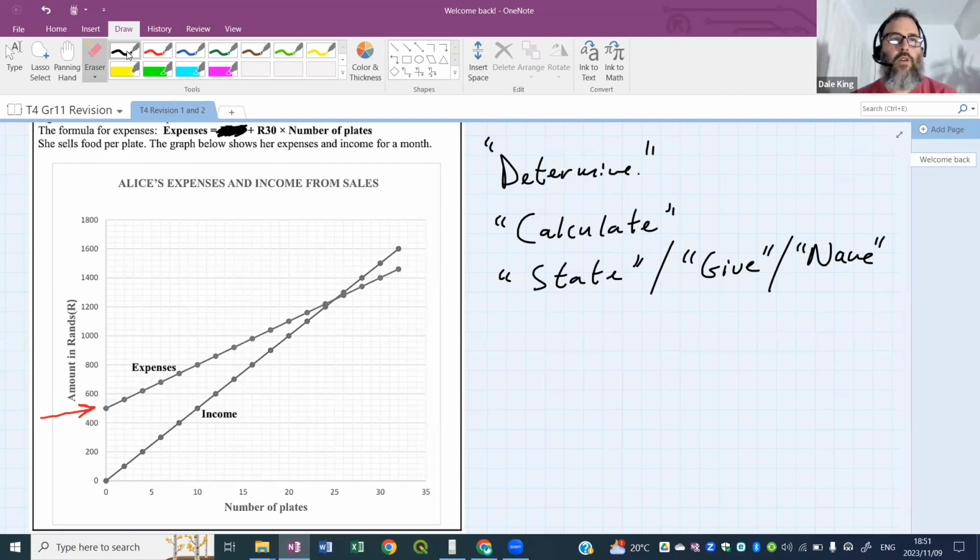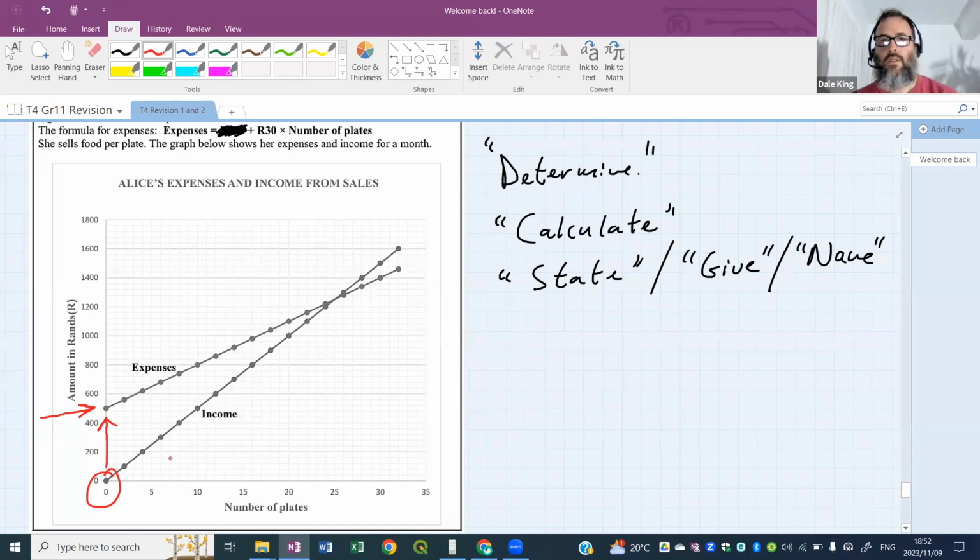expense. Why? Because the fixed expense will be shown when you're not making any plates of food. If you don't make any plates of food and don't get income or have costs for plates of food, the only other cost you have is the fixed cost, which always gets paid every single time. So where do we see on this graph where there's no food being made? Well, we see it over here at the bottom where the number of plates is 0.